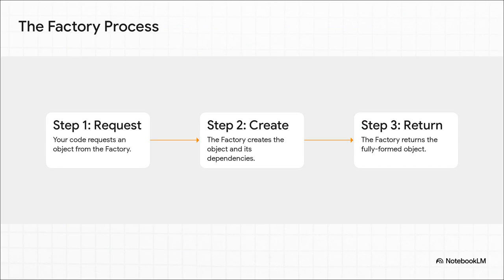The process itself is pretty simple. Your code basically says, "Hey factory, I need one of these." The factory then does all the heavy lifting. It creates the object, gives it anything it needs, and then just hands the fully formed object back to you. The crucial takeaway here is that your code is still the boss. It decides when to ask for that dependency.